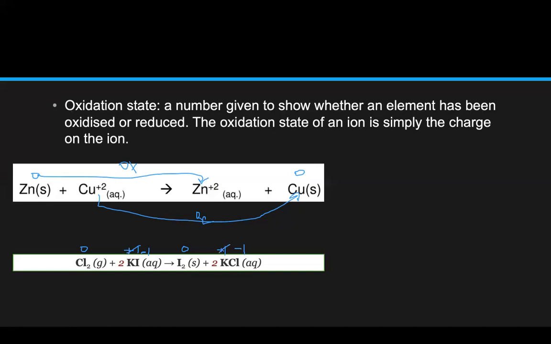Let's consider the changes in the oxidation state that occur. So you can see that the oxidation state of chlorine changes from 0 to -1. So it has decreased. So chlorine has been reduced to chloride ions. While you can see that iodide changes from -1 to 0. So it has increased. So iodide ions have been oxidized into iodine.